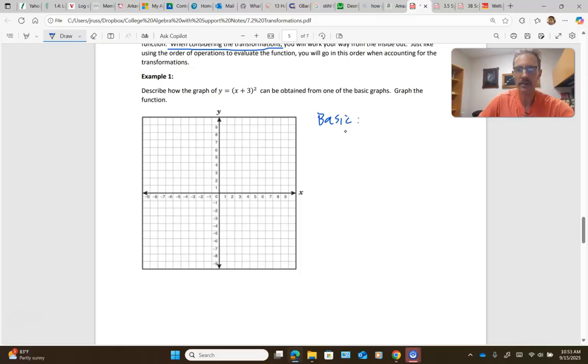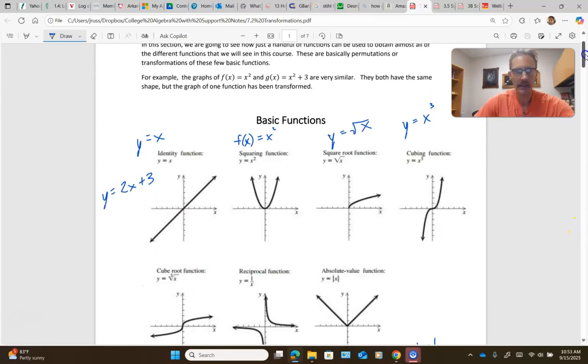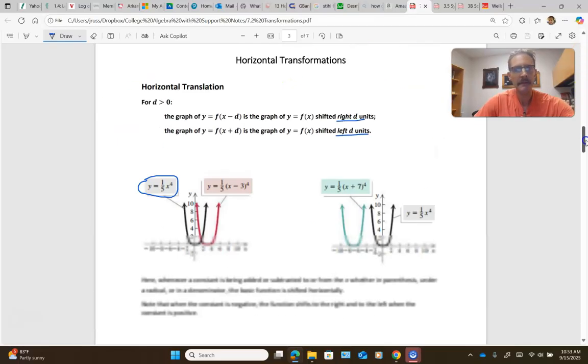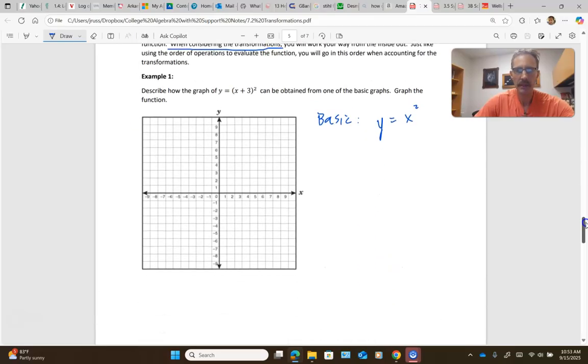So the basic function, guys, look at the nature of this function. Because it has an exponent of 2, it is a quadratic, and therefore our basic function is y equals x squared. You can always look back up here in the list. They call it a squaring function. But anyway, the transformed function is y equals (x plus 3) squared.